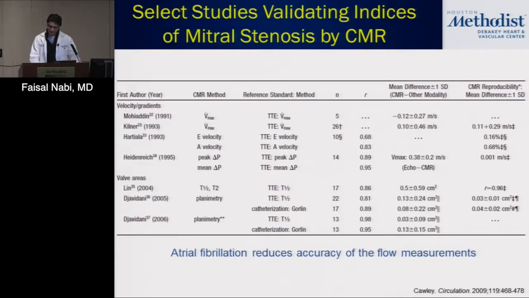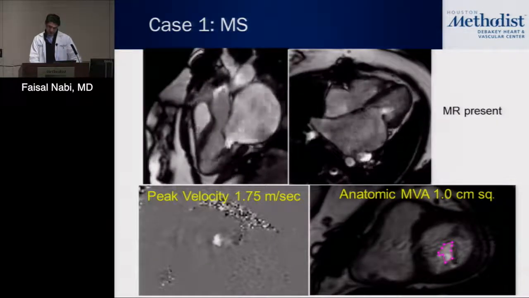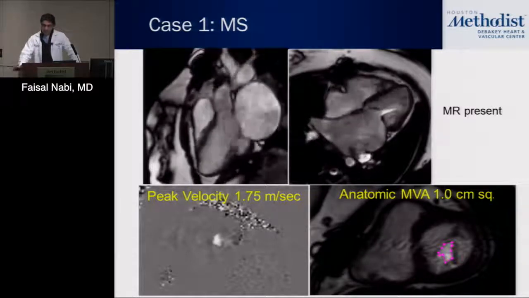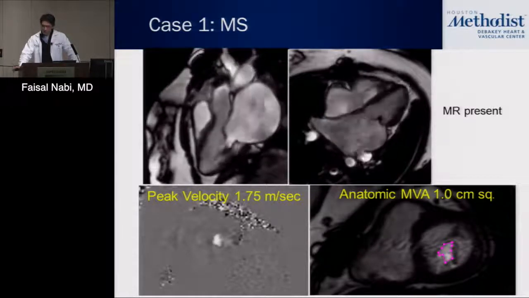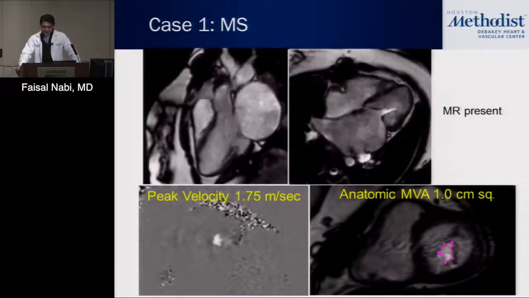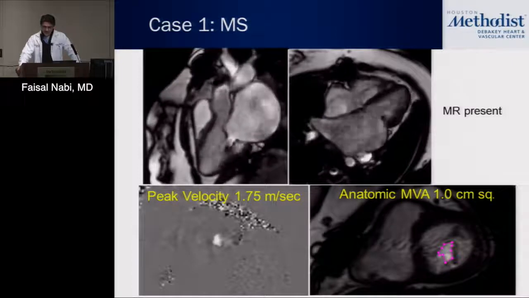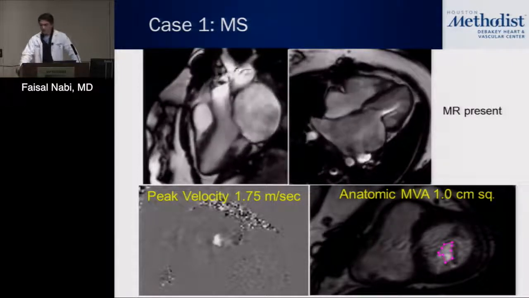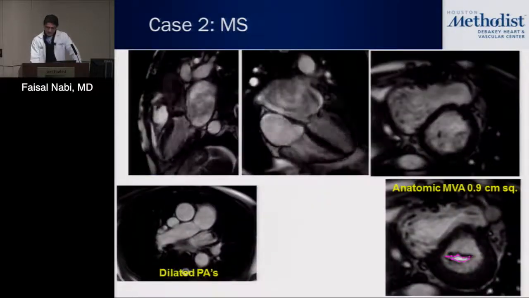Although studies have shown reasonable correlation. These are just some sample images of what mitral stenosis looks like with CMR. These are really extreme cases where it wasn't hard. I think you can look at this valve and see all the rheumatic changes with the hockey sticking, commissural fusion. Here it was very easy to planimeter, but this is not how it always is.